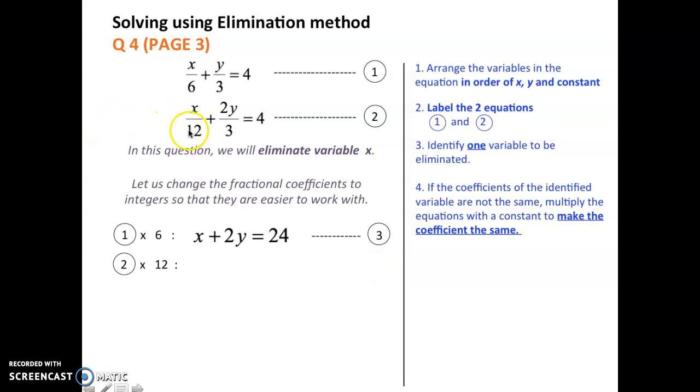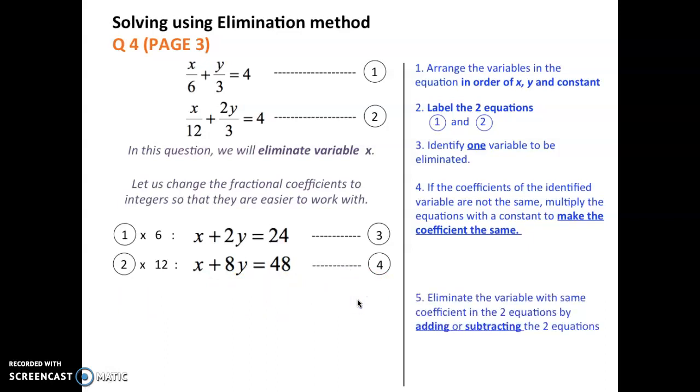I have a denominator of 12 for my term x here. So what I'm going to do is to multiply this whole equation by 12, and that will give me x plus 8y. If you're not too sure how to get 8y, you basically use 2/3 multiply by 12. You can use your calculator to calculate this. And on the right hand side, I will have 4 multiplied by 12, which will give me 48. Remember that when you multiply the equation, you must do so to the left hand side and the right hand side. All the terms must be multiplied.